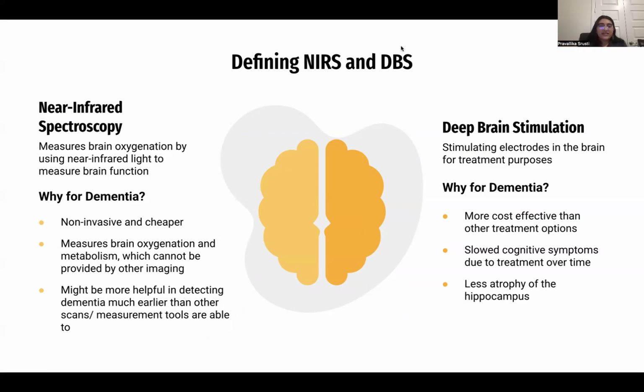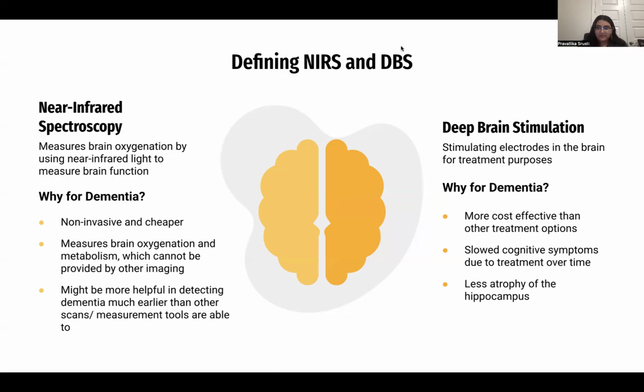And the reason we use it for dementia is, first of all, because it's very non-invasive and much cheaper. That's always something we're looking for. Along with that, as we said, it measures brain oxygenation and metabolism, which can't be provided with other imaging to the extent and in the way that the NIRS is able to. So, for example, you're able to use NIRS while the patient is moving. It's much cheaper. It's much more accessible. Which is much more helpful. Along with that, it also might be more helpful in detecting dementia much earlier than other scans and measurement tools are able to.